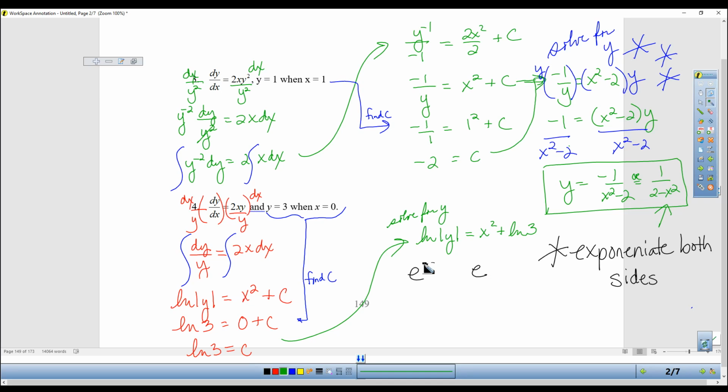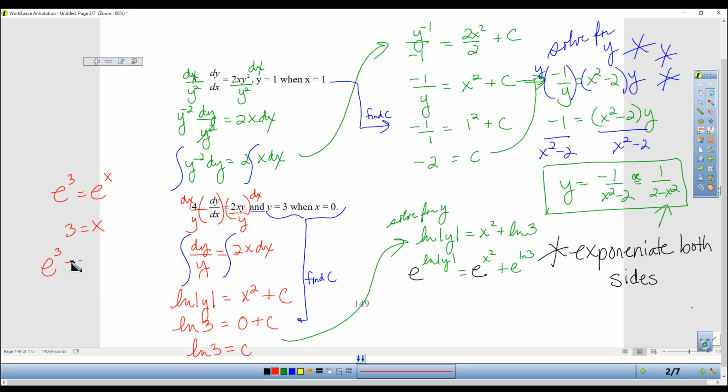Okay, so where do people go wrong on this one? They exponentiate each term. You can't do that. You can't just write plus e to the ln of 3. You're exponentiating both sides. And just as a reminder why, if you have e to the 3 is equal to e to the x, then 3 must be equal to x. That's just a given because their exponents have to match.